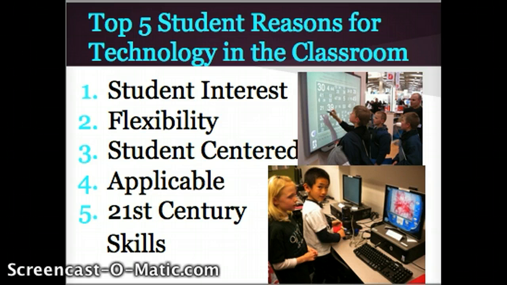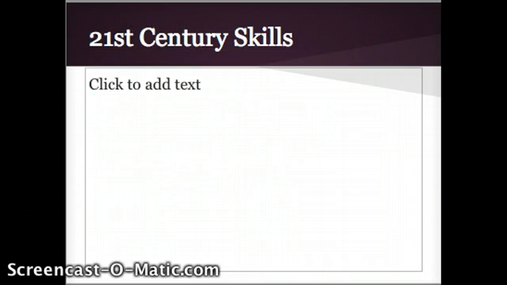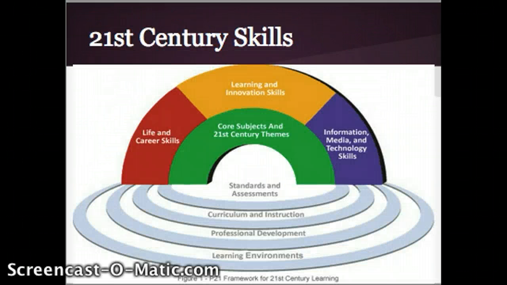And number 5, 21st century skills. 21st century skills is a goal to ensure that all students who graduate will have the proper skills to be effective workers, citizens, and leaders in the global economy. And the framework shown here that you see on the 21st century skills shows student outcomes and the necessary support systems to achieve to be a 21st century learner.